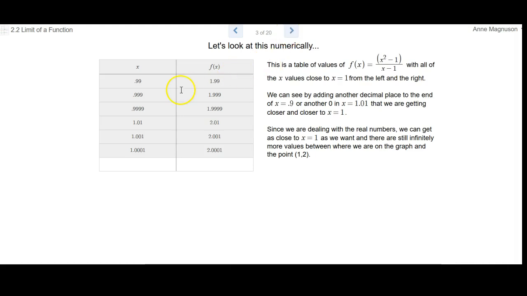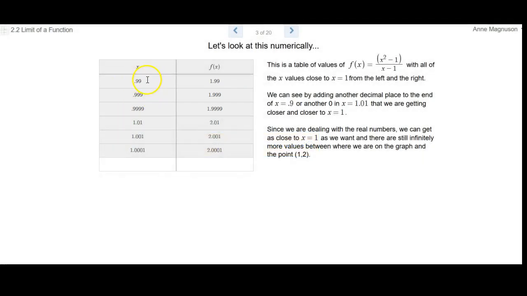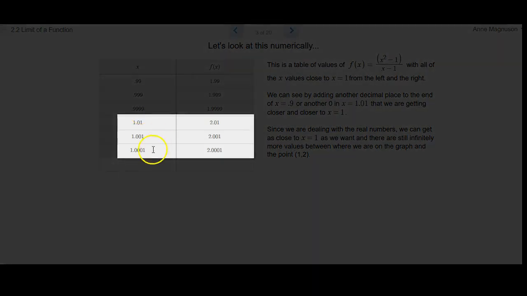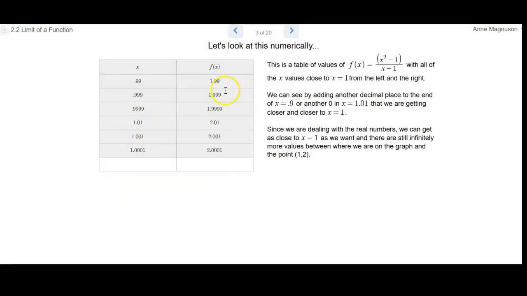So looking at this numerically, I'm going to make a table of values with x values approaching 1 from the left. In other words, they're smaller than 1 but approaching 1. And x values approaching 1 from the right. They're larger than 1. And let's look at what the y values do. As x gets closer and closer from the left, the y values gain a decimal. So these y values are getting closer and closer to 2 from smaller values. And likewise, when I approach from the right, my y values are getting closer and closer to 2.